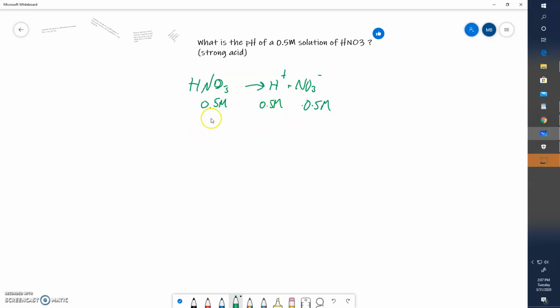And if you remember, pH is just the negative log of the concentration of H plus. So for this one, you would take the negative log of 0.5, and the negative log of 0.5 is 0.3. So that is the answer. 0.3 is your pH of that one. All right, let me erase this. Next question.